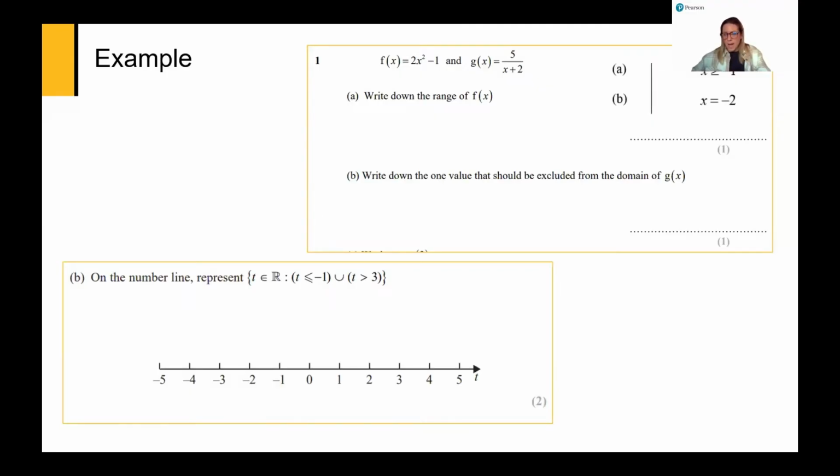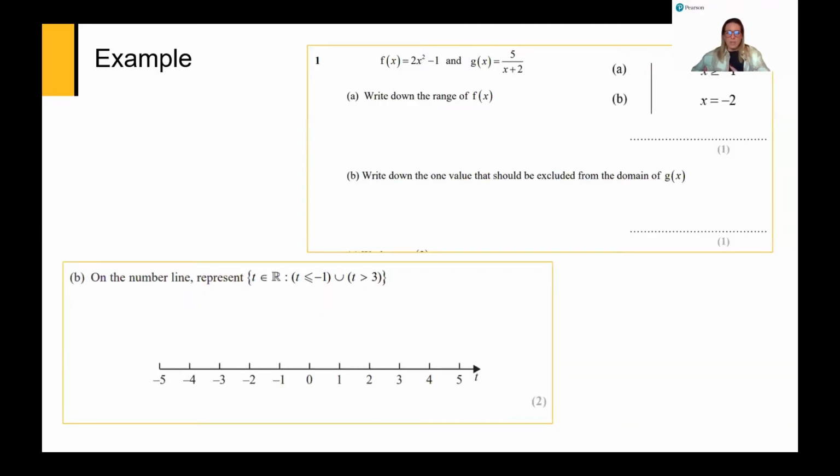And of course, we can't have the denominator being 0, because that's undefined. So the value being excluded from the domain of g of x will be x being -2. The bottom one, I think you can feel that we are used to representing inequalities on number lines at GCSE, but now we're asking students to have a look at that set notation.